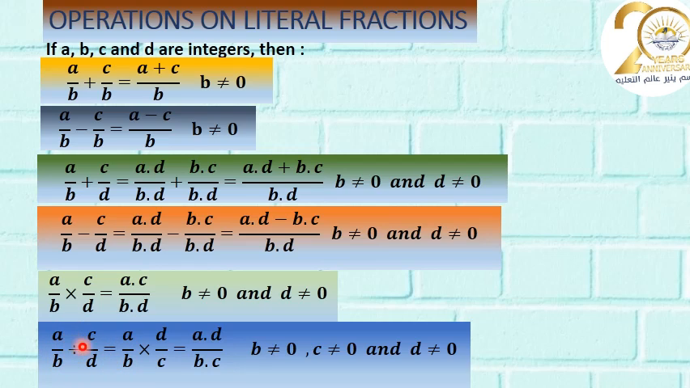So it becomes a over b times, instead of division, the reciprocal fraction d over c. So a over b times d over c becomes a times d over b times c, the numerators together and the denominators together. Also, of course, we have to mention that the denominator is not zero.